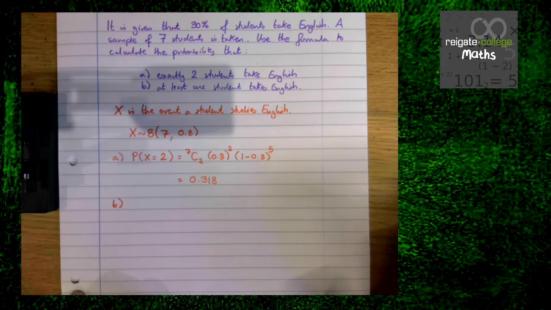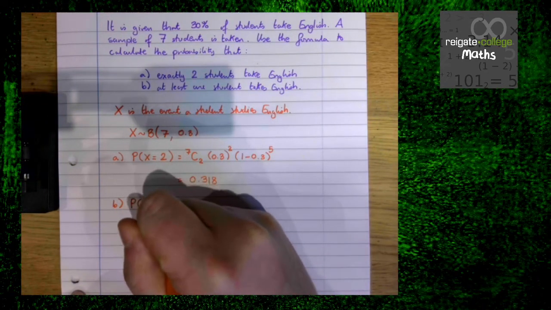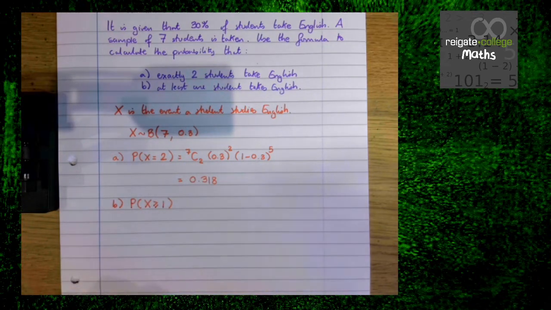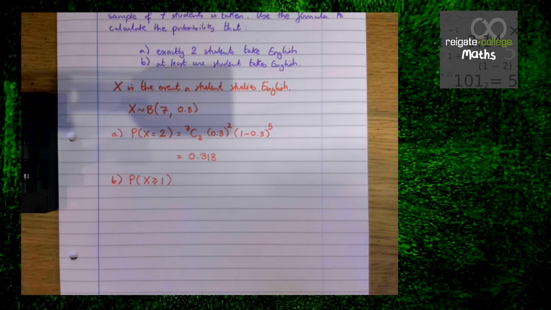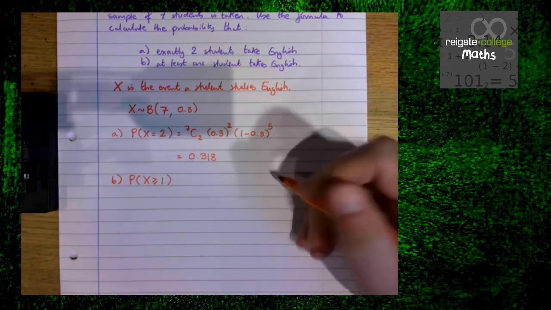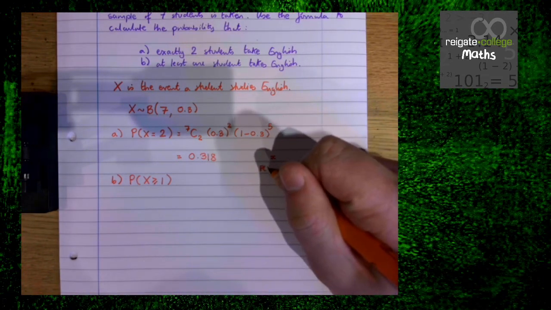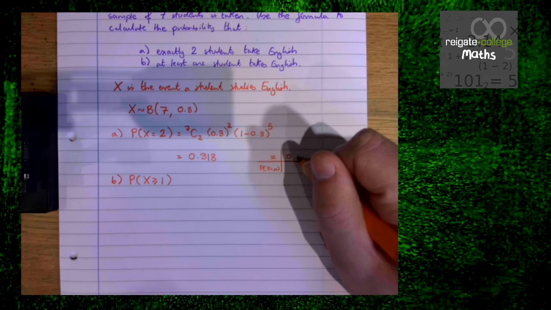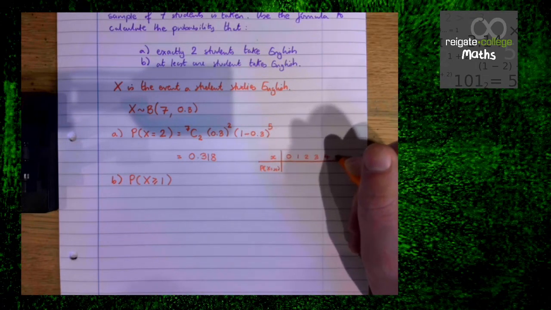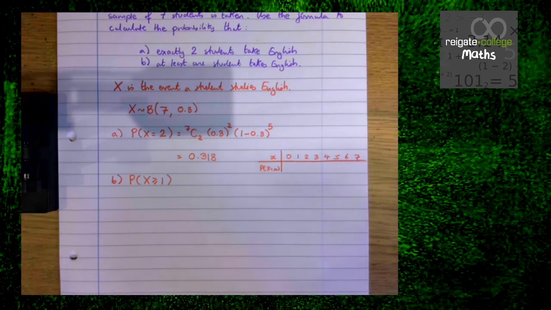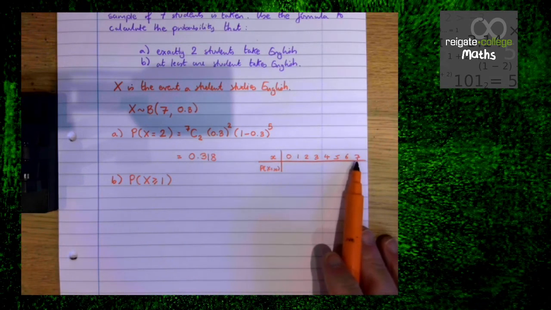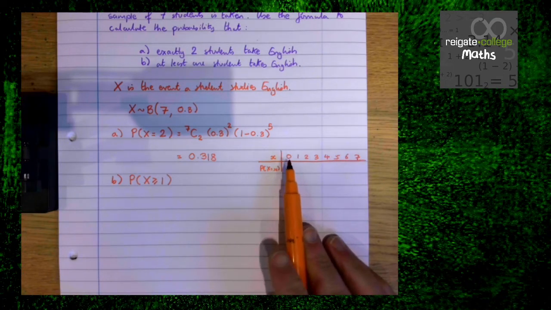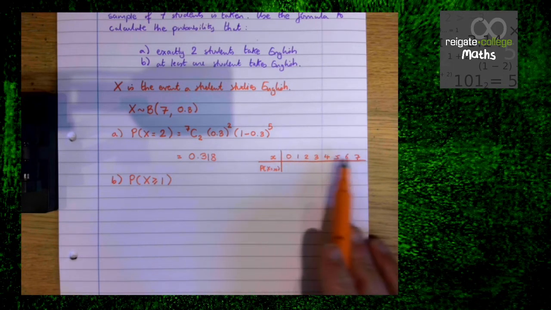So, we are now trying to find the probability that at least 1 student takes English. Now the formula is specific for equal. It can't cope with inequalities, but this is okay. If we think about the possible outcomes, so if we were to write this as a table, our top row would be, okay, no students take English, or out of 7 we can have this many number of students. In our sample of 7, we could have none that take English, we could have 1, and so on.